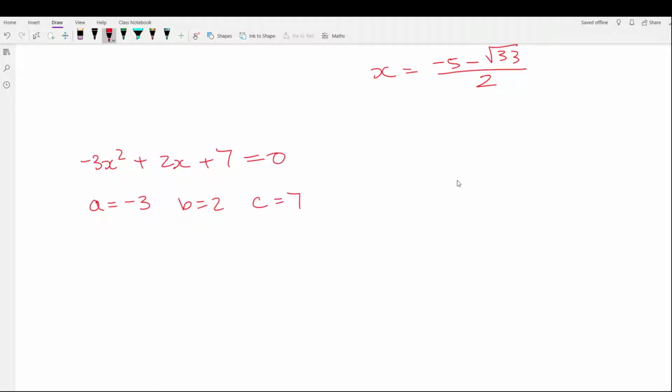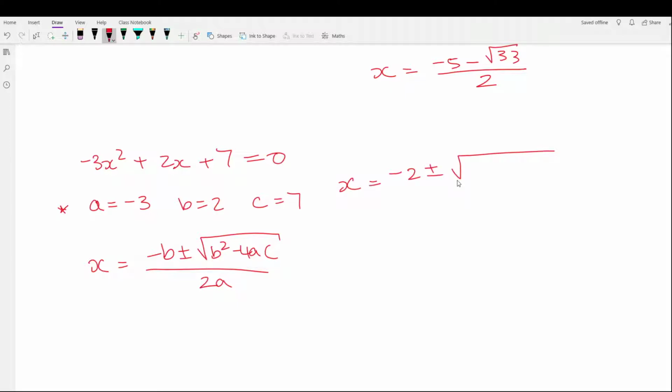So substituting these values into the formula, x equals minus b plus or minus the square root of b squared minus 4ac over 2a. So x is equal to minus b becomes minus 2 plus or minus the square root of b squared. So 2 squared becomes 4 minus 4 times a, which is minus 3, times 7 over 2a, which is 2 times minus 3.